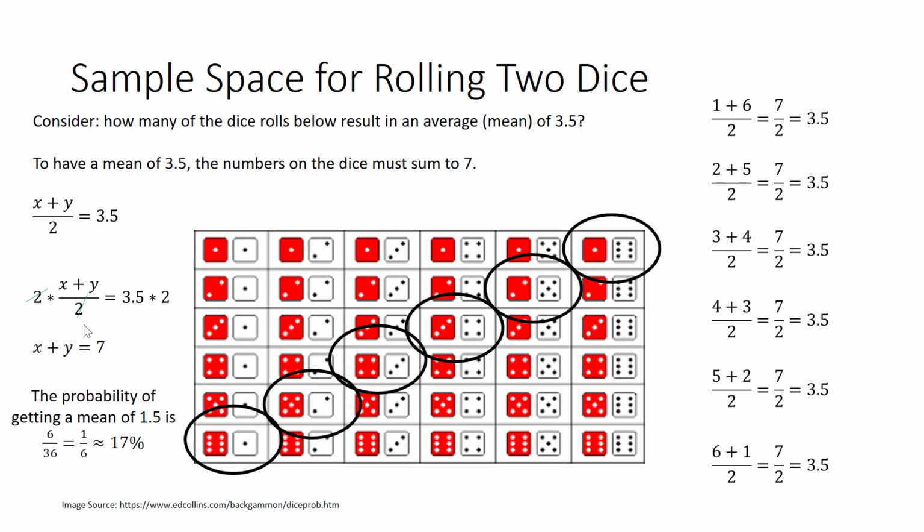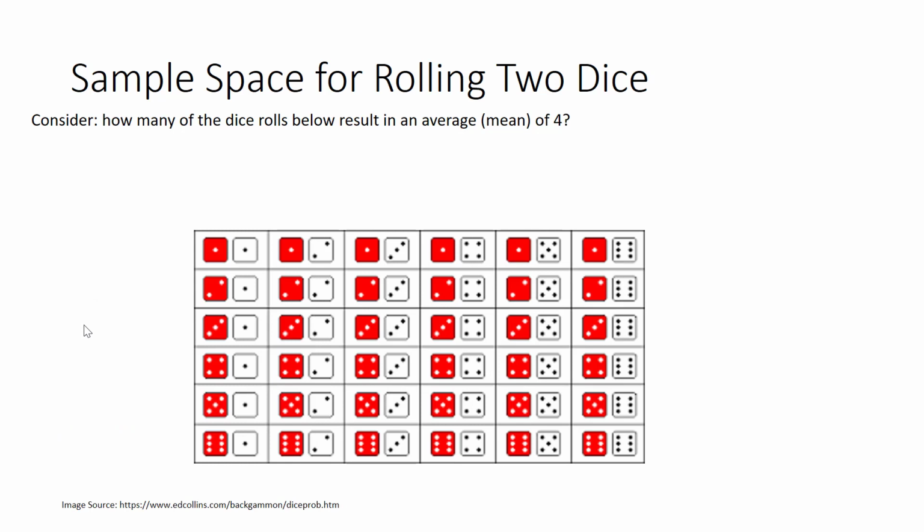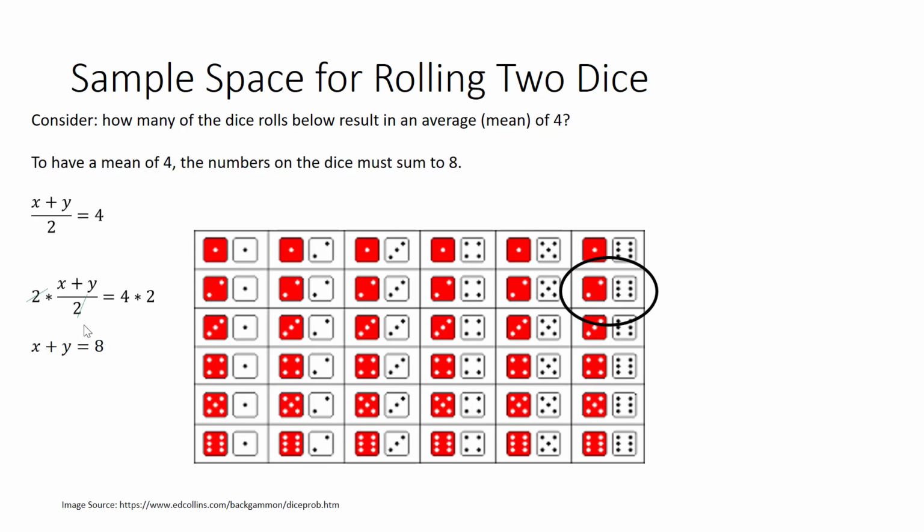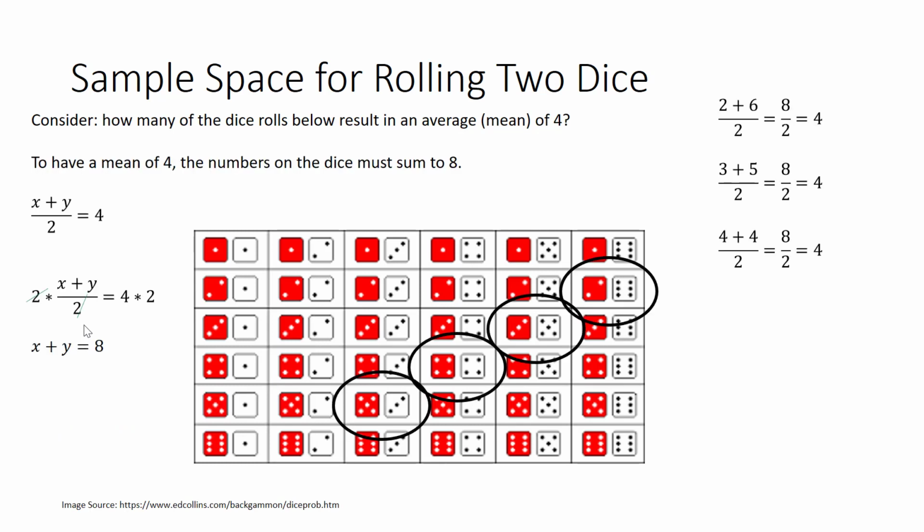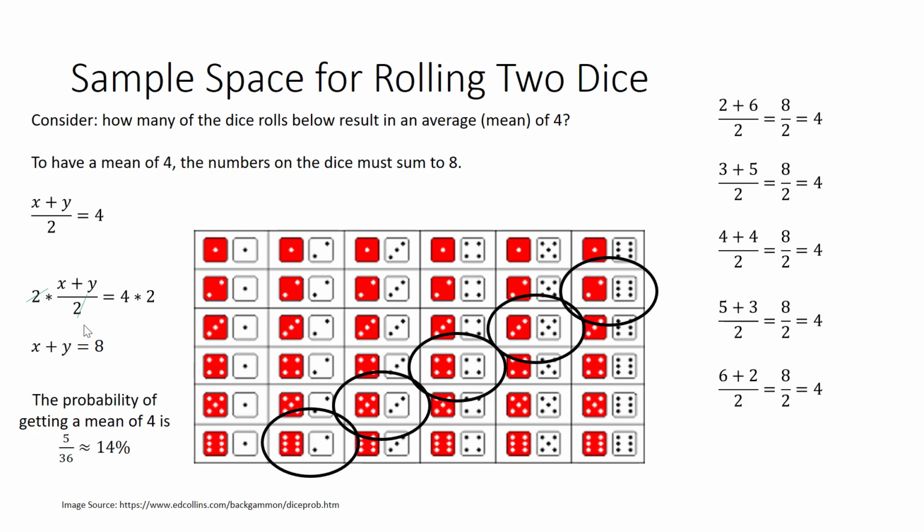As we move forward from an average of 3.5 to an average of 4, we're going to find that the probability now starts to decrease again. For example, if I want a sum of 8, or an average of 4, there's only 5 different ways that can occur, which is, again, about 14%. So we're kind of going backwards. We're decreasing in probability again.